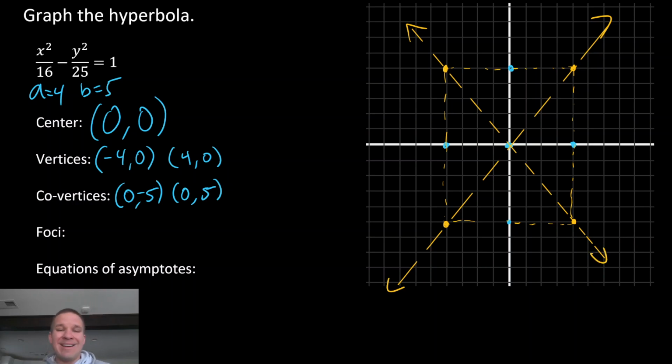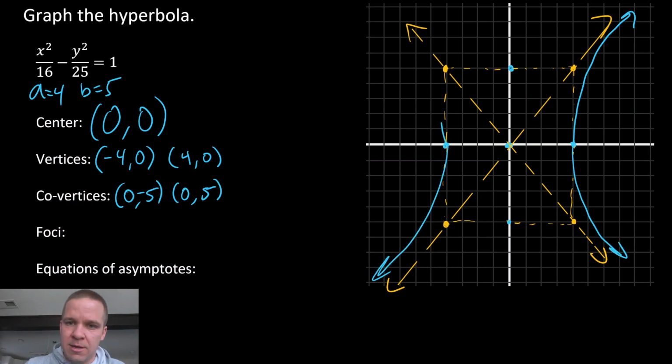All right. Now, we said this was opening left and right since it starts with an X, right? So I can go ahead and graph that. I'm going to approach those asymptotes when I do this, right? There we go. Best we can. That turned out pretty good. I like it.